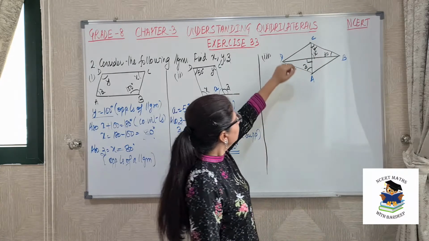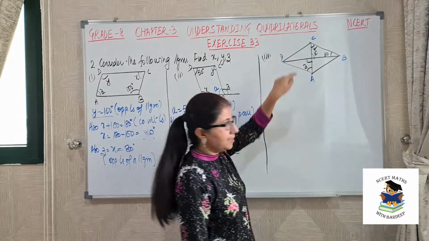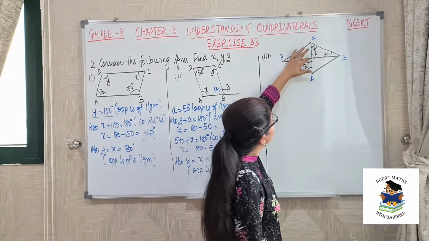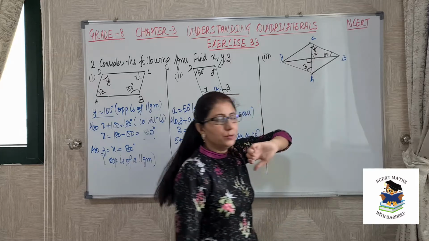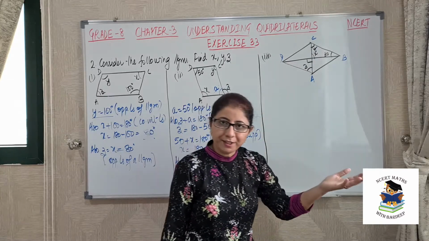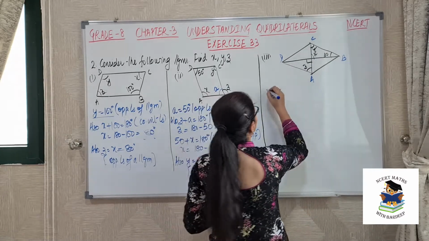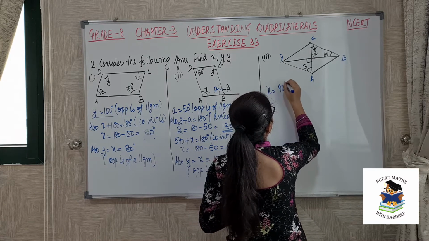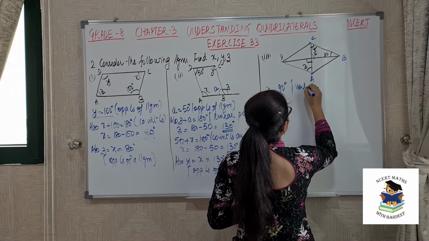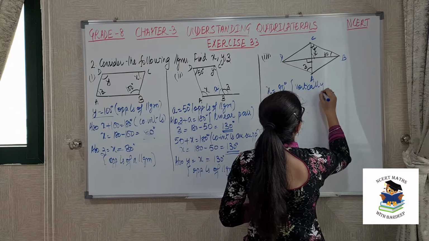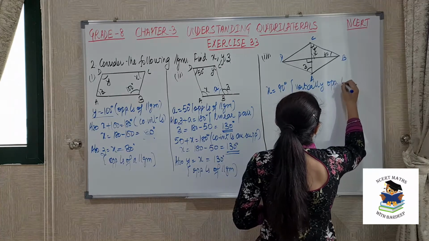Third one is, so first thing we should do is name this figure. Now see, this angle is given as 90 degree. If this is 90, x will also be 90. Reason is vertical opposite angles. So let's start. x is equal to 90. But what reason will you give? That is vertically opposite angles.